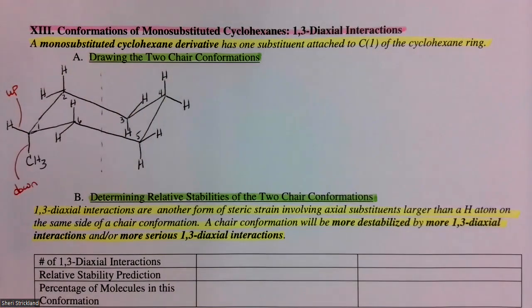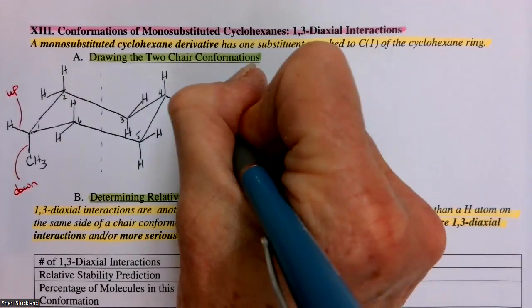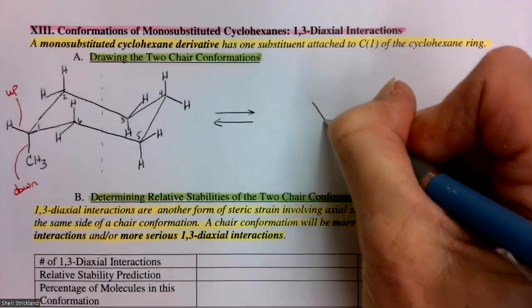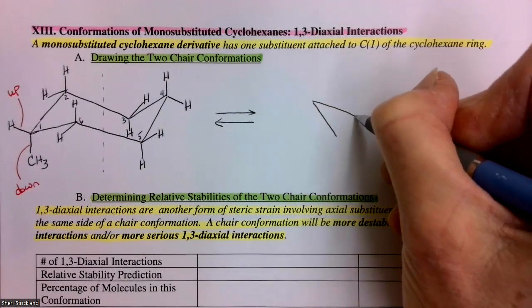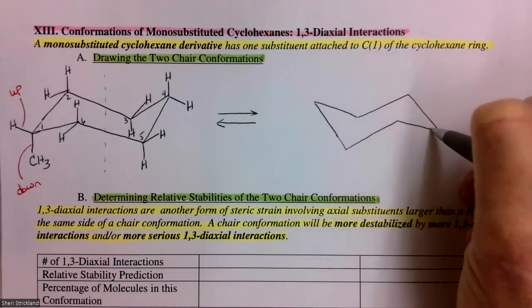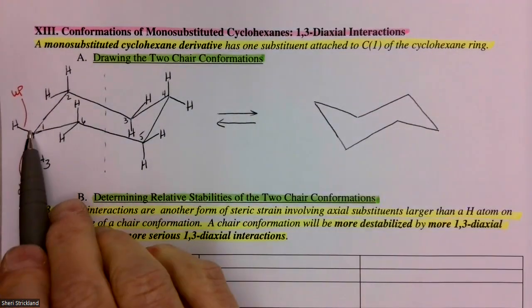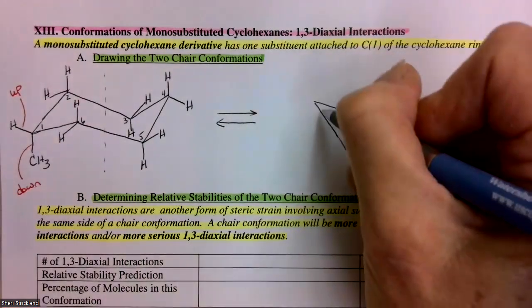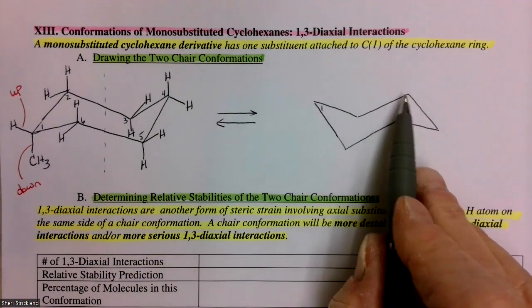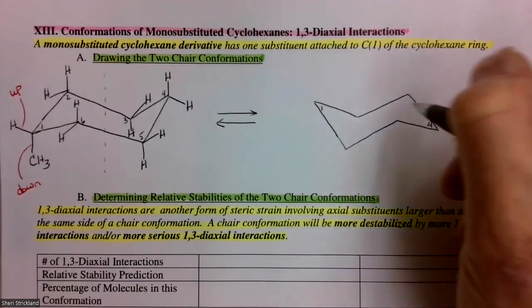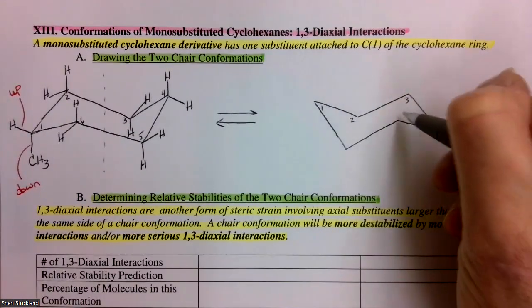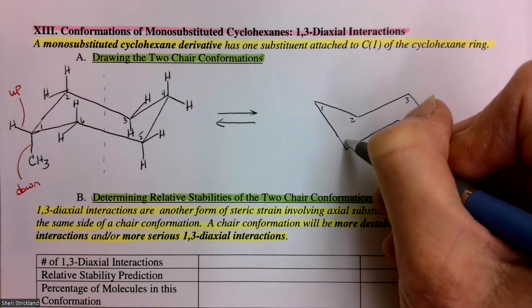You know that when you flip a ring, everything that's axial becomes equatorial, and everything that's equatorial becomes axial. But the up and down thing doesn't change. So when I flip my chair, this point that's down on the left now goes up, and this is carbon 1. And the point that was going up here for carbon 4 now goes down, and this is carbon 4. And you can fill in your numbers in between. 2, 3, 4, 5, and 6.